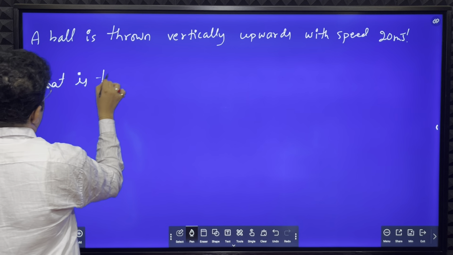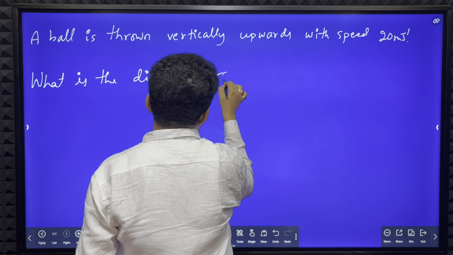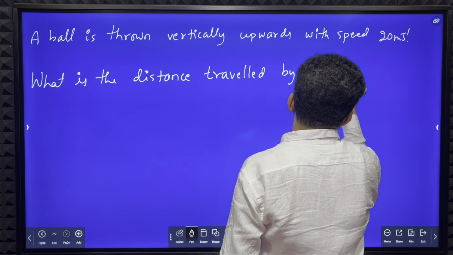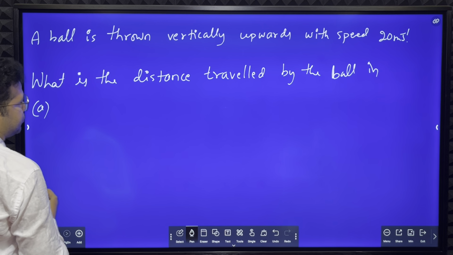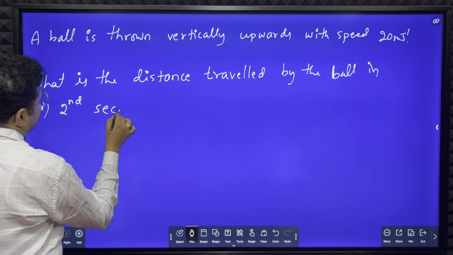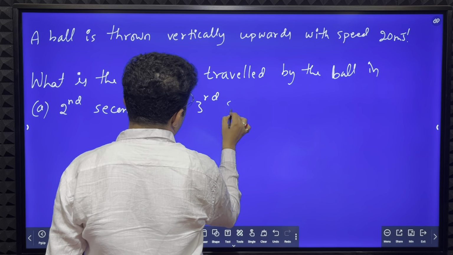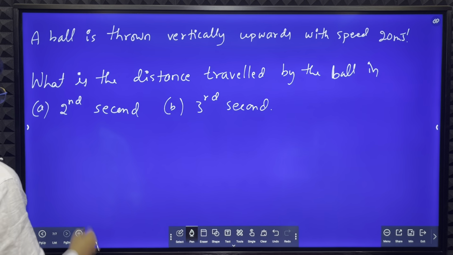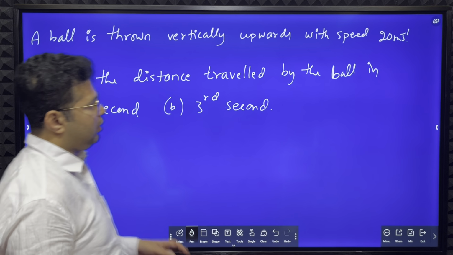What is the distance traveled by the ball in the first subdivision, the second, and the second subdivision, the third second? A ball is thrown vertically upwards with a speed of 20 meter per second. The initial velocity is 20 meter per second. So this is an example of free fall, correct?